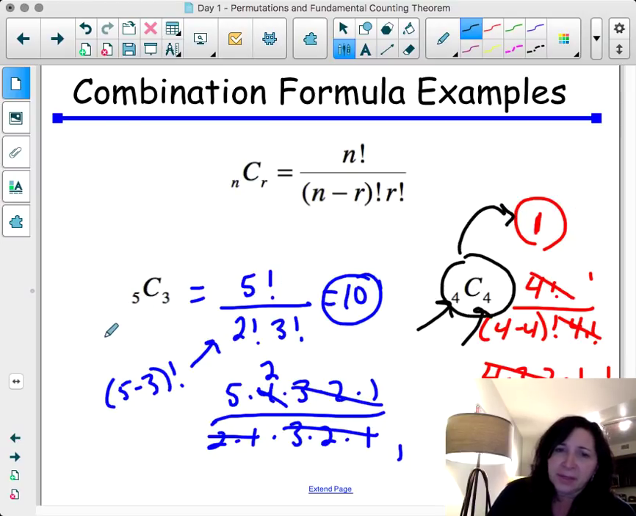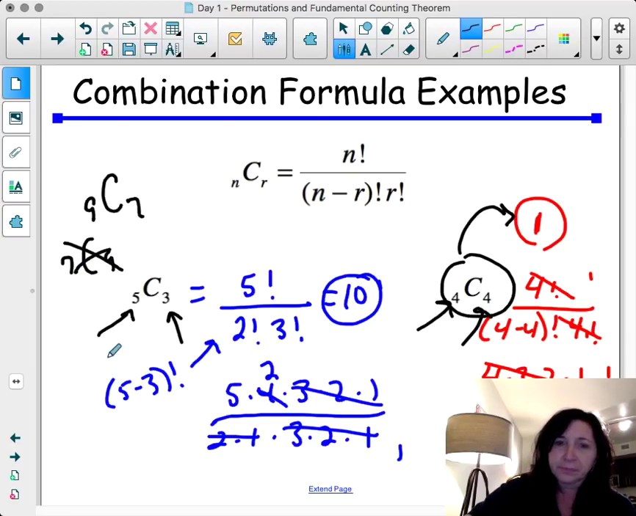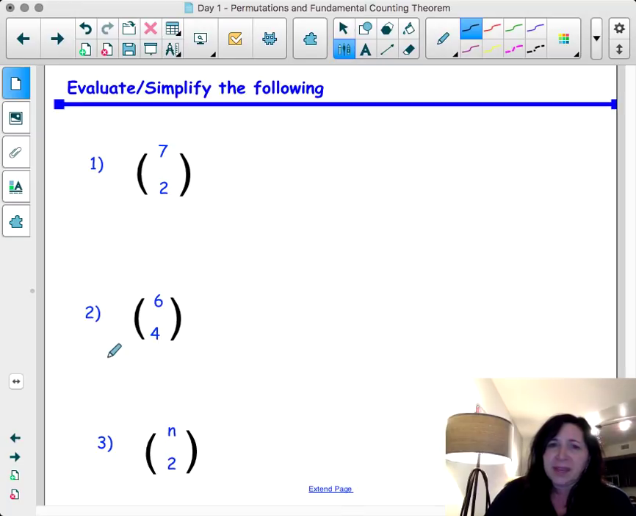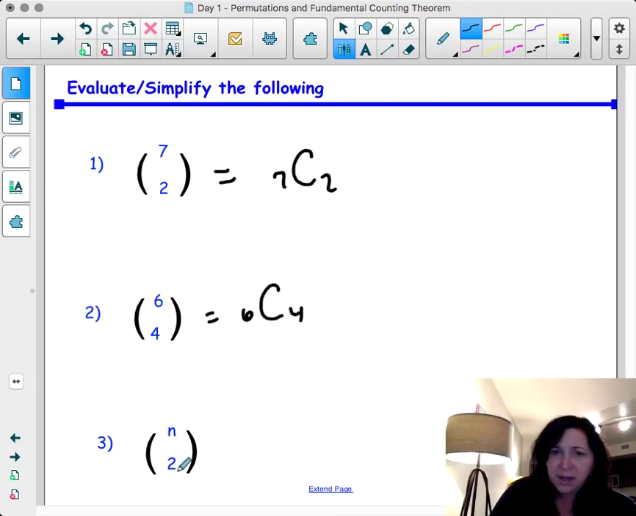Another thing, this number here, your 5, is always bigger than your number 3. Those two numbers are always going to be that way, meaning I would say 9 combinations of 7. I would never say 7 combinations of 9. You're not going to do that. This is the same thing as writing it this way. Like I was saying before, textbooks have different arrangements. So this would be 7 combinations of 2, this would be 6 combinations of 4, and this would be n combinations of 2.